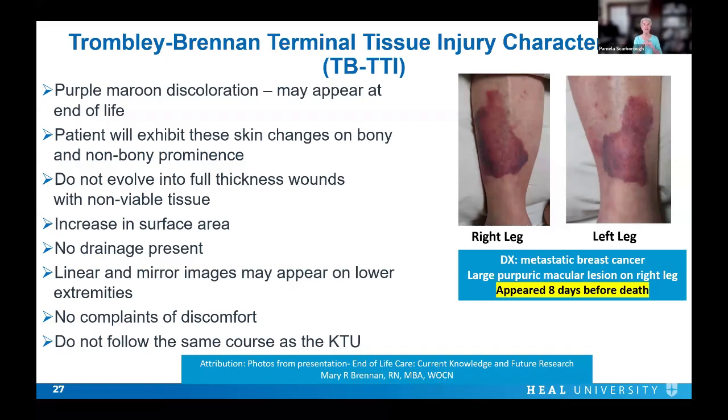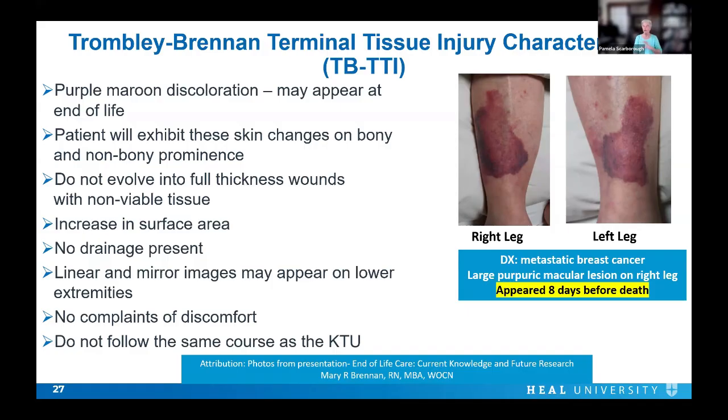dark-skinned individual, and if anyone ever has a dark-skinned Trombley-Brennan terminal tissue injury, please, please, please, I beg you, find me and send that to me. I'm looking for something like that. It's hard to see on dark skin, but there are changes that you can see. When dark-skinned people have erythema, it's usually a darker shade of their normal skin tone, and we need more photographs to demonstrate that.